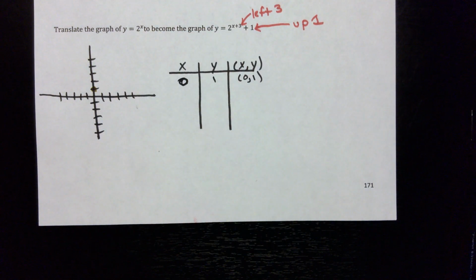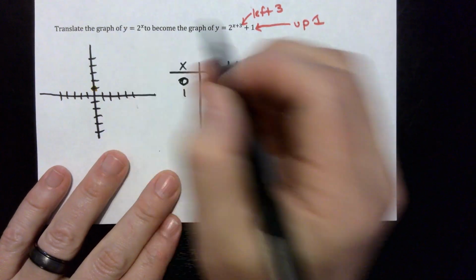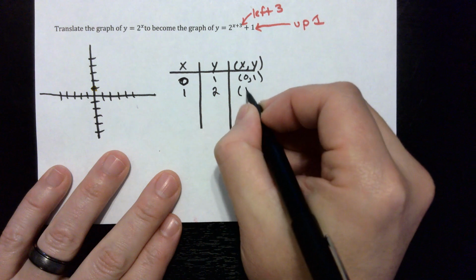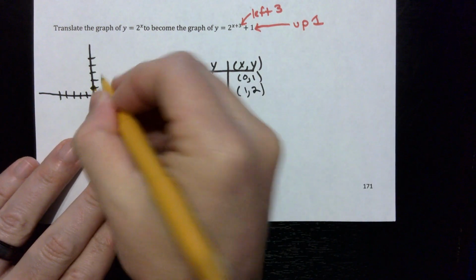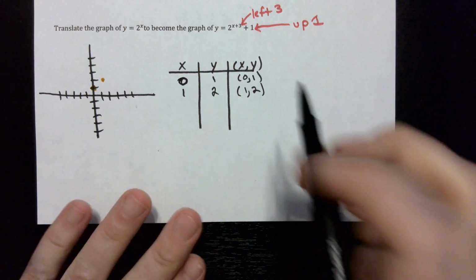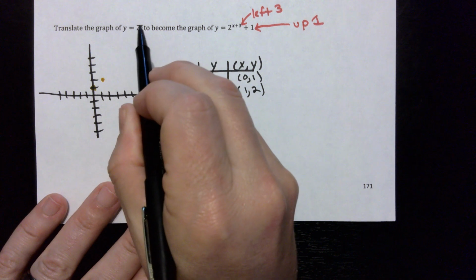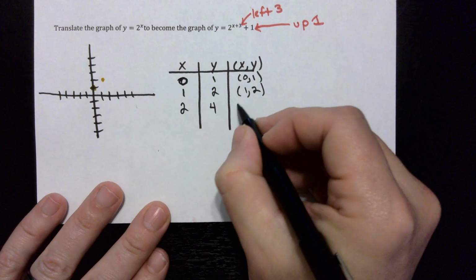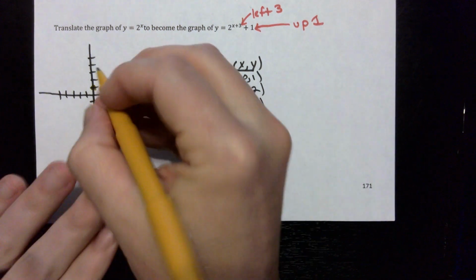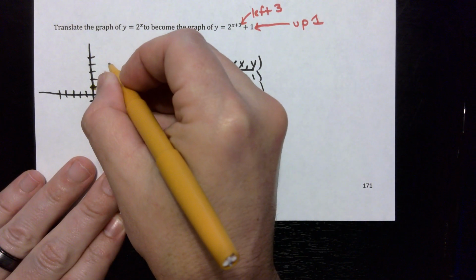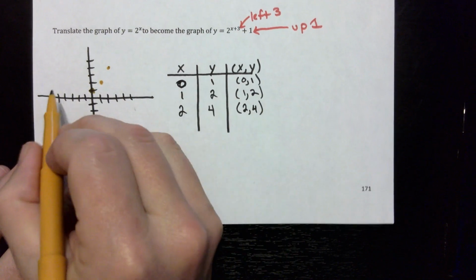We could plug in a 1. 2 to the 1 is equal to 2. So 1, comma 2. That's right here. And then let's do a 2. Plug in a 2. So 2 to the 2 power becomes a 4. So you get the point 2, comma 4. Let's put that one on there. 2 and then up 4. It's right here. That's good enough. Let's go ahead and graph that thing.